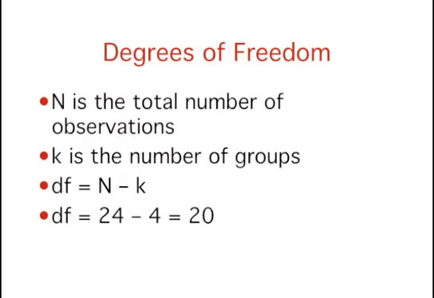We have to know the degrees of freedom in order to compute the probability value. The degrees of freedom is n minus k, where n is the total number of observations, 24, and k is the number of groups, 4. Therefore, the degrees of freedom is 24 minus 4, which equals 20.